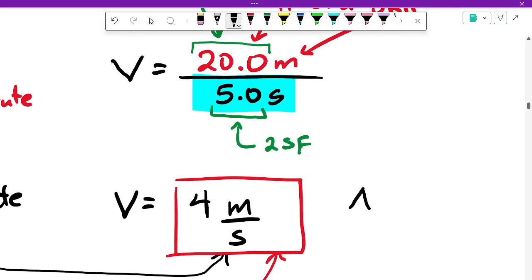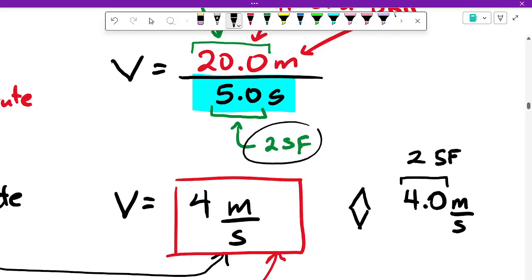So what we're going to do with our answer, if you choose to do the enriched, your answer wouldn't be 4 meters per second. Your answer would be 4.0 meters per second because this has 2 sig figs. This is the smaller number of sig figs. There's a different rule for adding and subtracting, but all we're going to be doing this year is multiplying and dividing. So we just get the one rule.